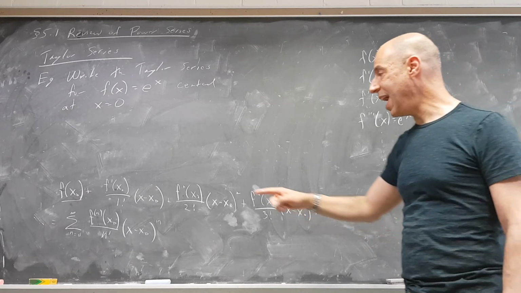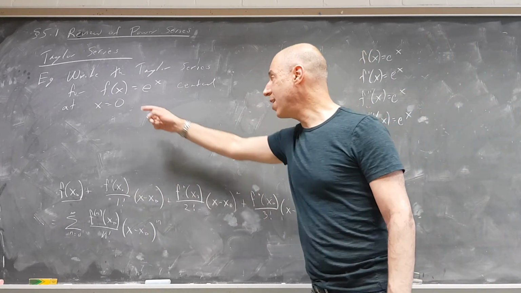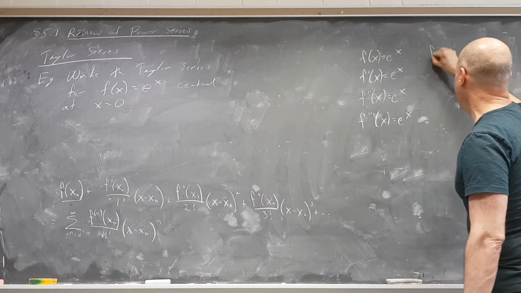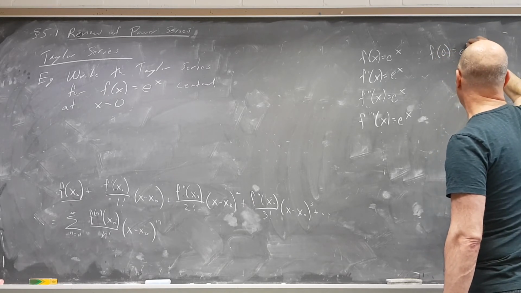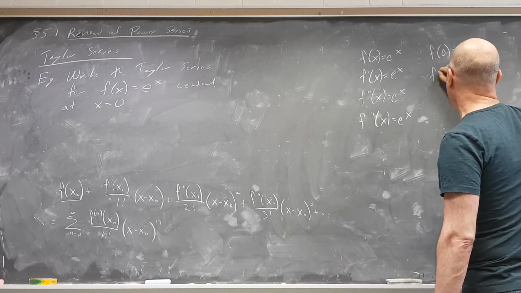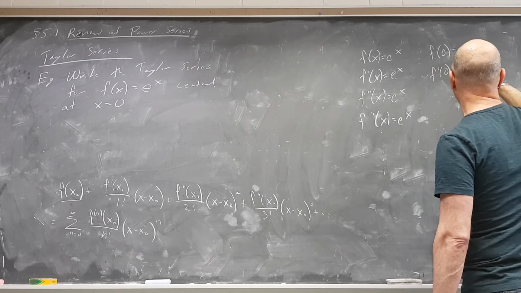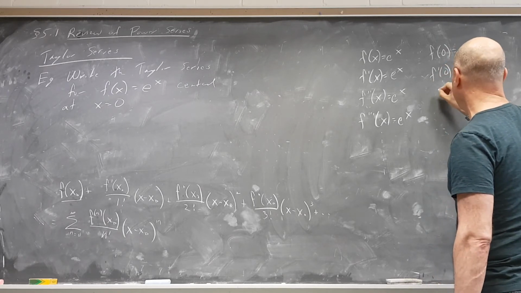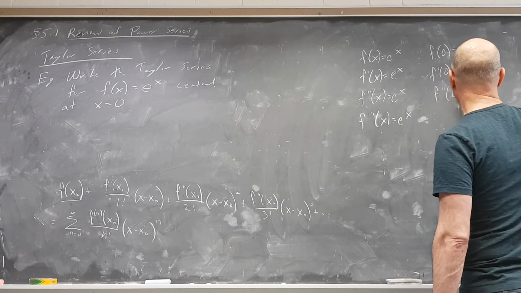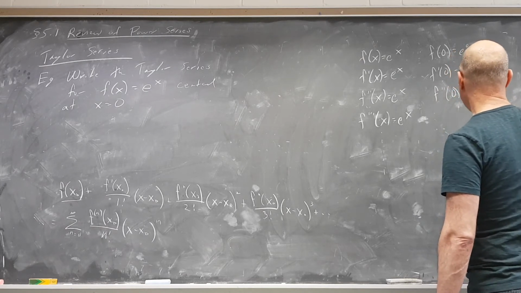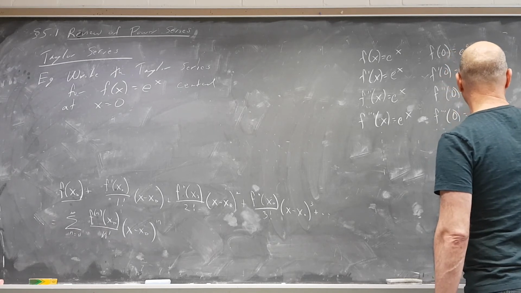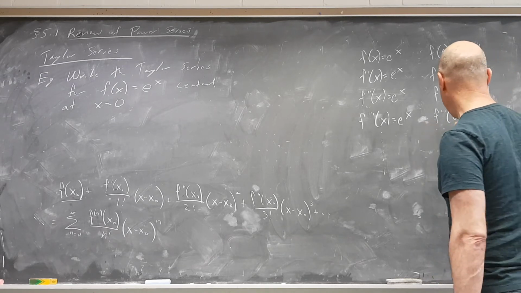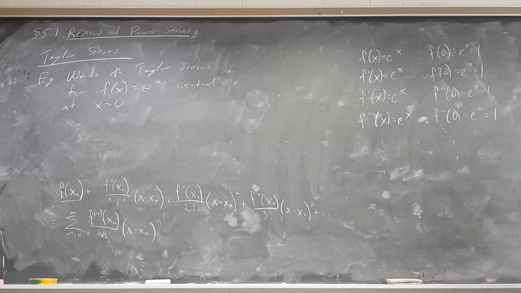I'm plugging in x naught. X naught in this case is 0. So f of 0 is equal to e to the 0, which is 1. F prime of 0 is equal to e to the 0. That's 1. F double prime of 0 is equal to e to the 0. That's 1. F triple prime of 0 is equal to e to the 0. That's 1, and that continues forever too. All of these derivatives at x equals 0 are 1.